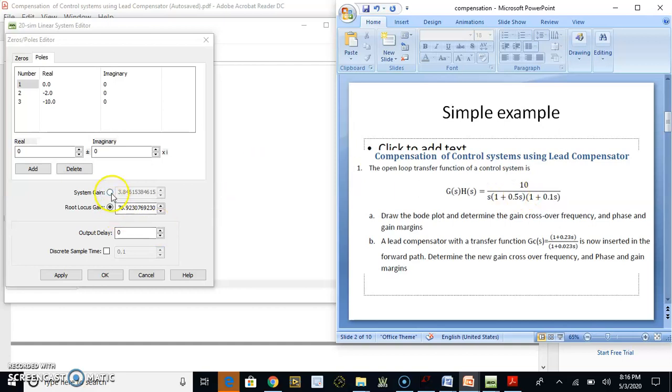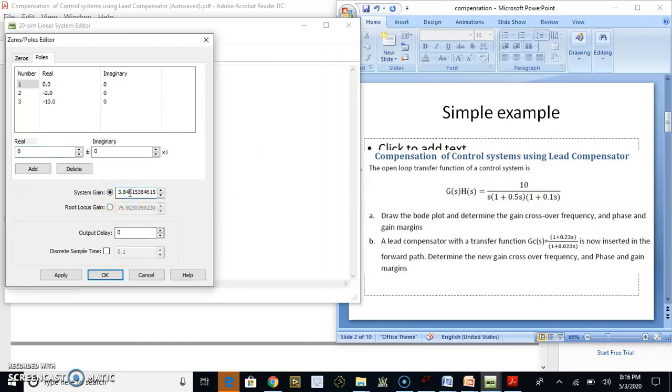Let me make this system gain equal to 10 now. So this is system gain 10. I don't have any zeros here, only poles. This is the uncompensated system, with poles at the origin, at -2 and at -10. The same thing is mentioned here: the system gain is 10. Because this is in time constant form, whatever gain we see here is the system gain.